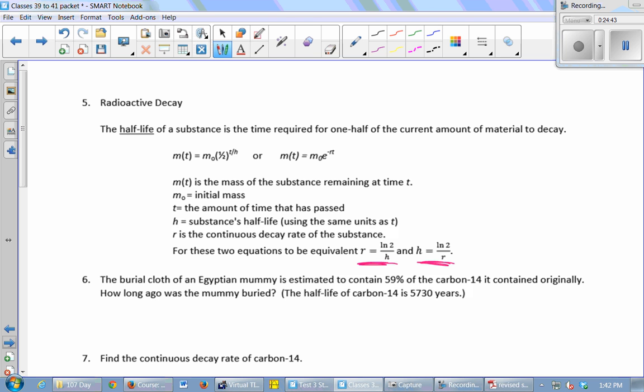In general, just pick the formula that's the easiest, right? If they give you half-life, use this model, right? If they give you continuous decay rate, use this model. There's no need to convert, because it ends up being the same model.